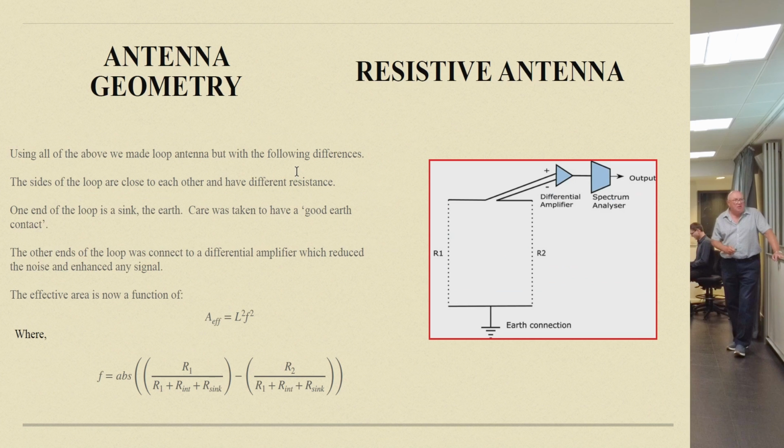It turns out that the effective area is now a function of this thing called F. This is L squared, so you've got the normal lengths involved, and F is made up of this. You've got this equation here for R1 for one side, and then the other one, R2, with the minus of the other ones. Then you look at the various parts of this. The differential amplifier then picks up the difference in voltages.